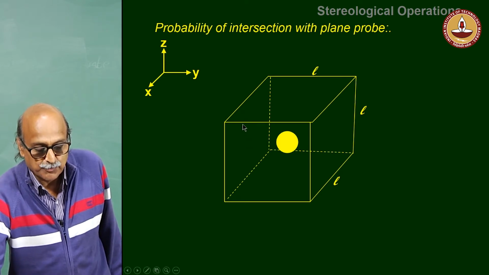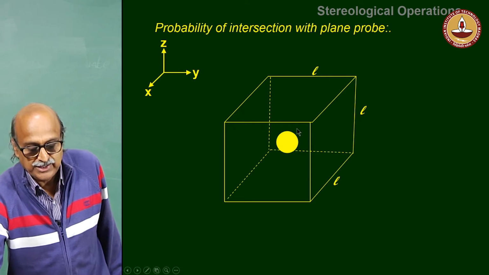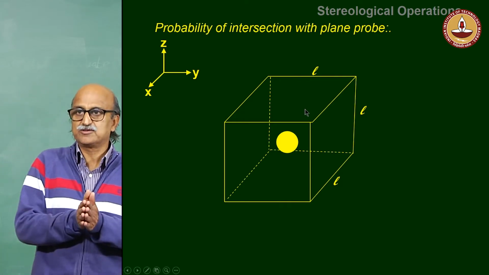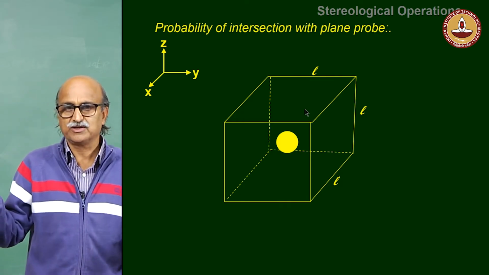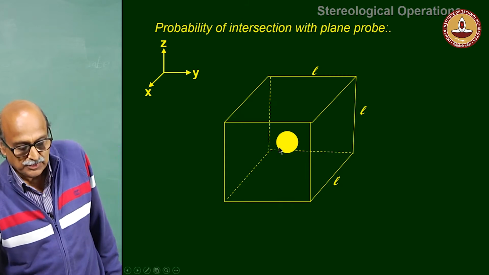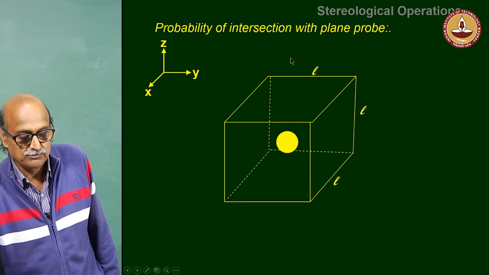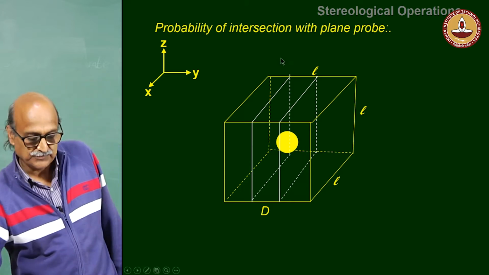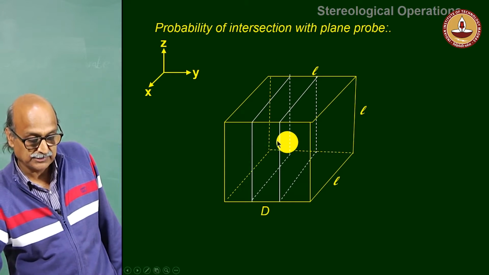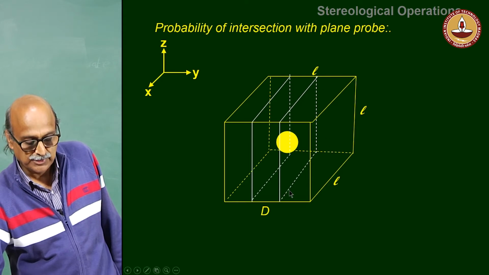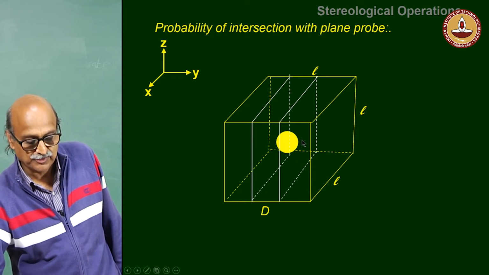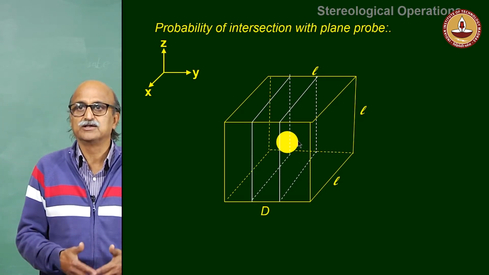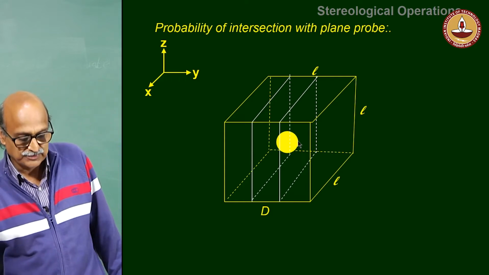But that particular probe can randomly fall anywhere along the y axis. It is parallel to the xz plane, but it is randomly positioned along the y axis. So, what would be the probability? In order to figure that out, consider two tangent planes. This plane makes a tangent to this object at this end, and this particular plane makes the tangent to this spherical object at this end. The distance of separation between these two planes would be nothing but the diameter of the sphere, which is d.